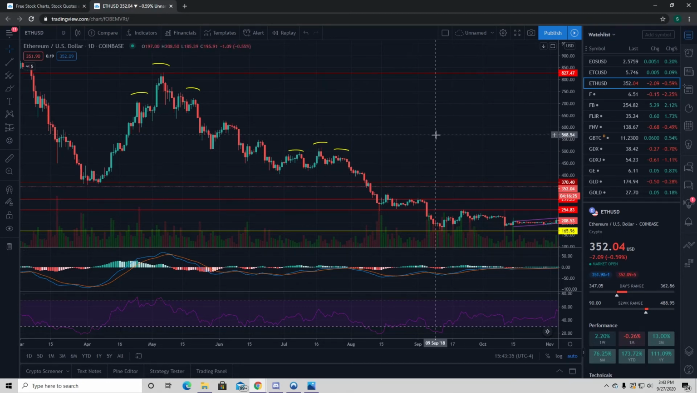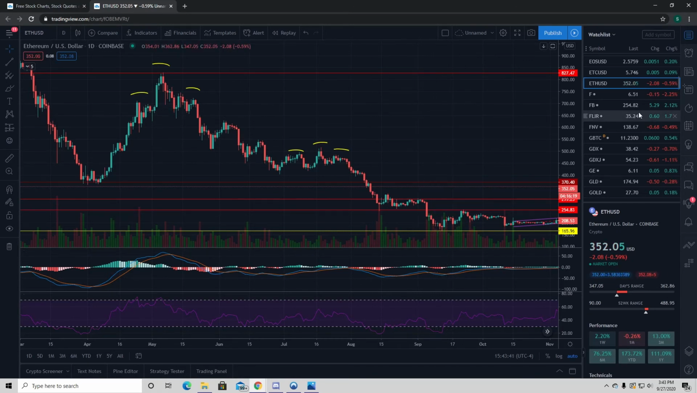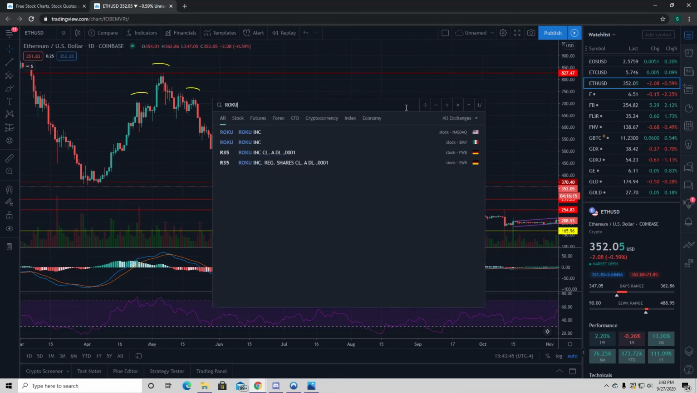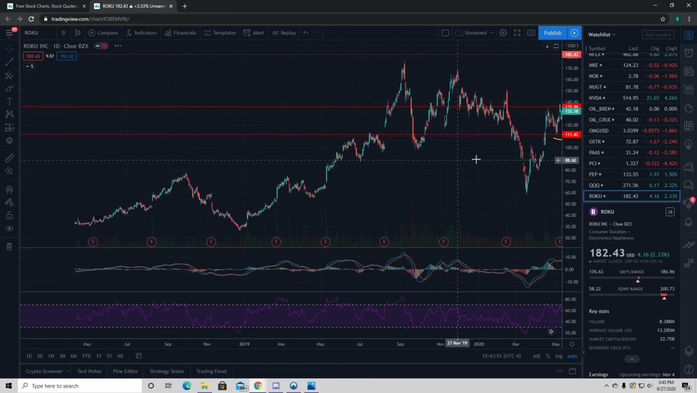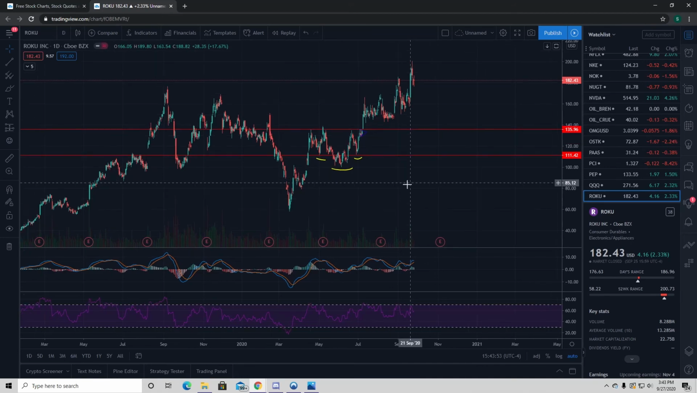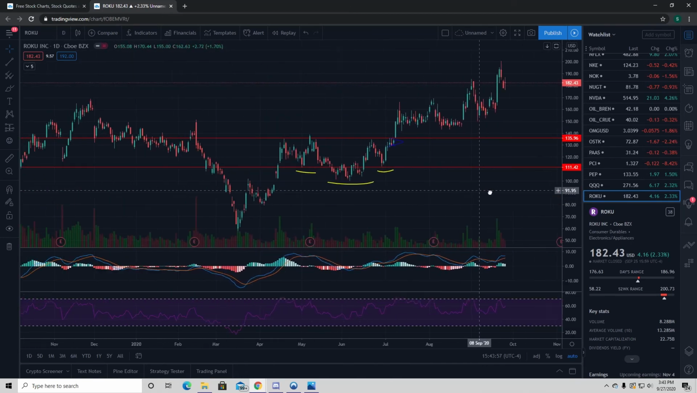Now there is the inverse of what we were just discussing, which is the inverse head and shoulders. I'll give you an example of that one. Let's look at ROKU. This was a play that I made not too long ago. It's the exact same idea. Here, let me zoom out. Exact same idea as the head and shoulders, just in reverse.